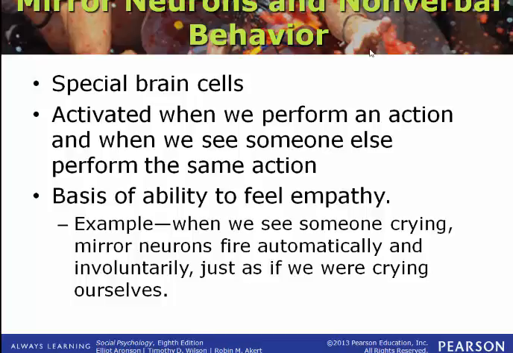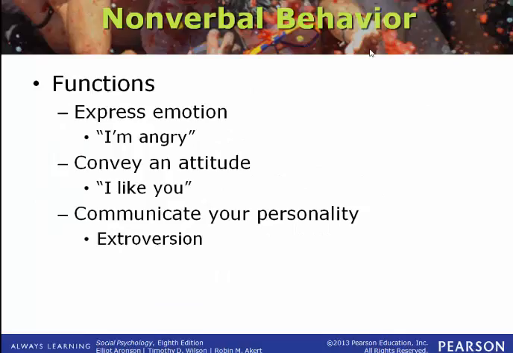Some people have more keenly developed abilities to empathize than others, and certain careers, like, for example, psychology, are kind of built on the ability to empathize with other people, right? But these mirror neurons are the biological basis for being able to understand other people and to empathize with them. And so it's very important for communication. So nonverbal communication can tell us a lot. Nonverbal behavior has several different functions.